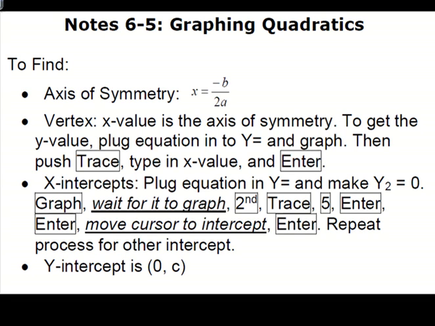Today we're looking at graphing quadratic equations. In order to graph our quadratic equations, we're going to first go through and find our axis of symmetry. The axis of symmetry is the line that actually divides our parabola in half.